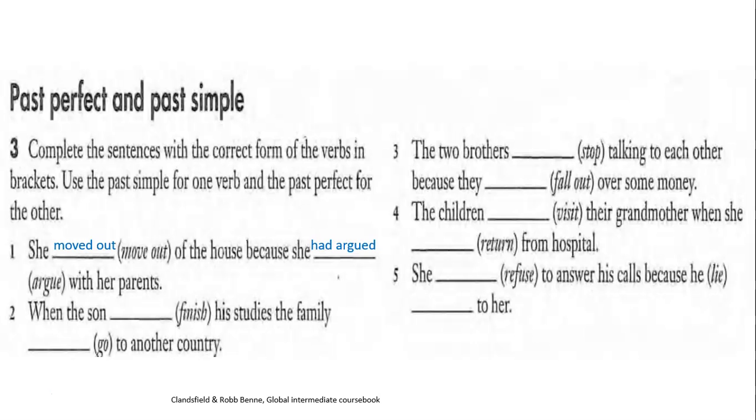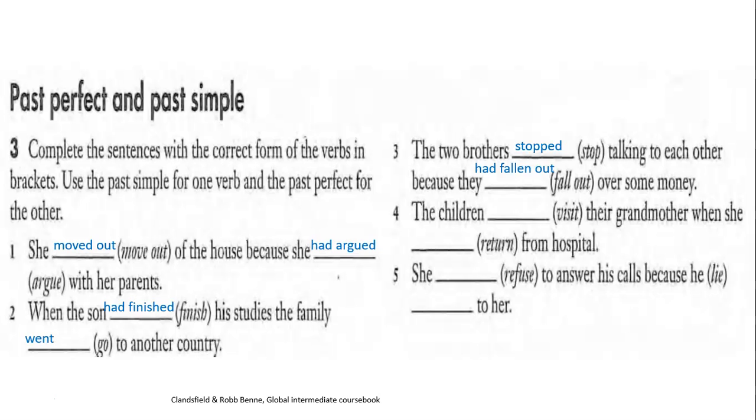Okay, how did you do? So, number 2, when the son had finished his studies, the family went to another country. So that means first the son finished his studies and then the family went to another country. Number 3, the two brothers stopped talking to each other because they had fallen out over some money, right? So that means first they fell out and then as a consequence they stopped talking to each other.